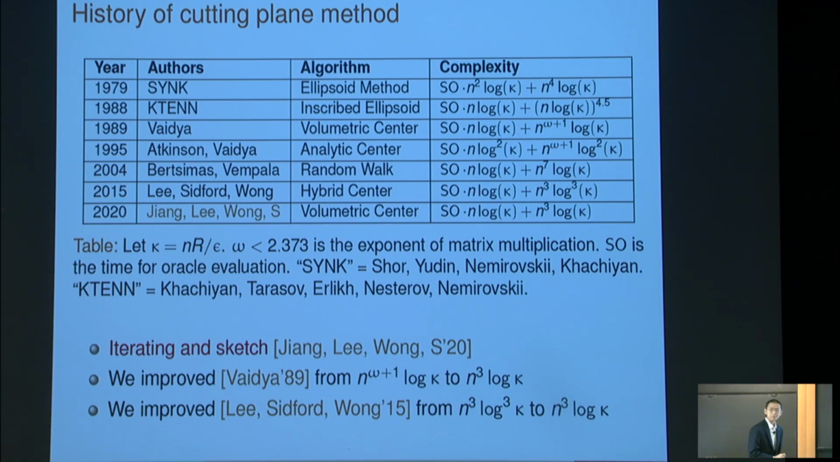So what is capital R? At the beginning, your starting ball has radius capital R, and eventually you will stop at some ball which has radius epsilon. It's just balls around your convex set. Exactly. You are doing a binary search from big R to the small epsilon, and that's why you have to pay a log of kappa, where kappa is roughly n times R over epsilon. Very good question.